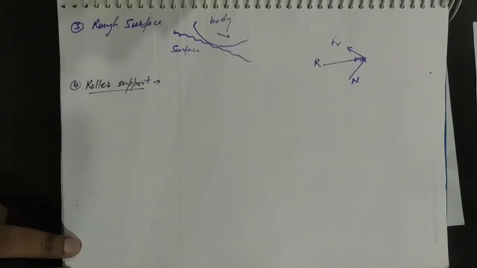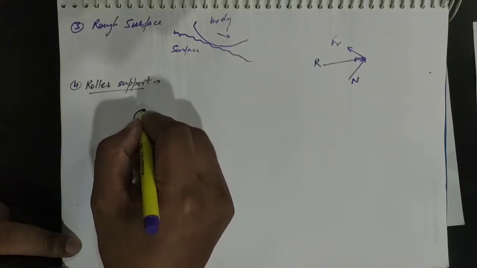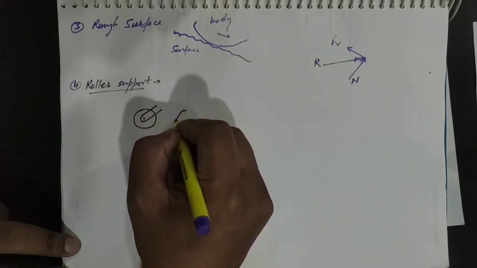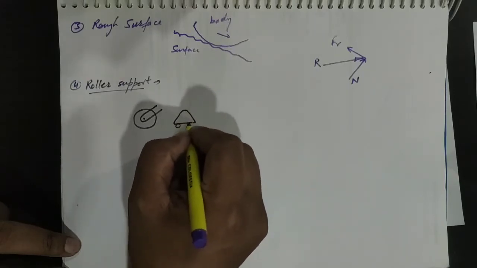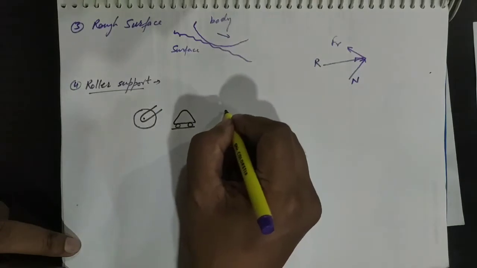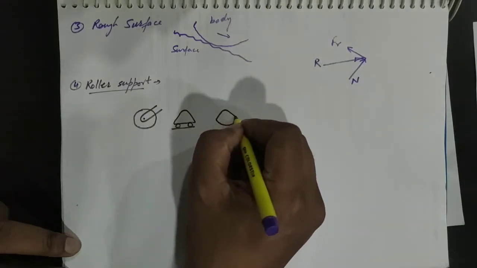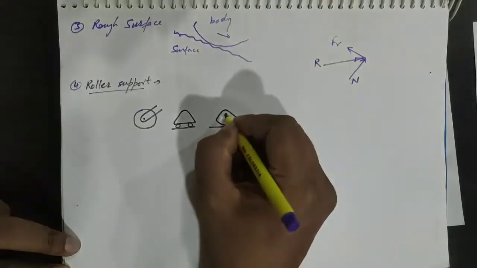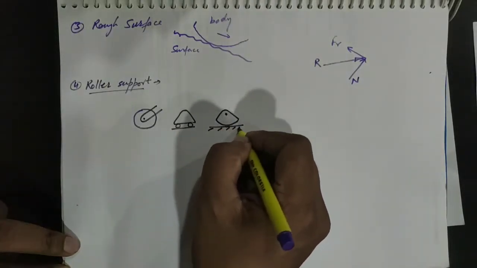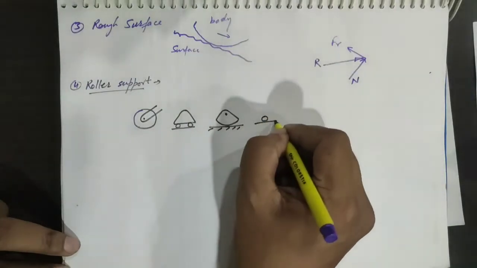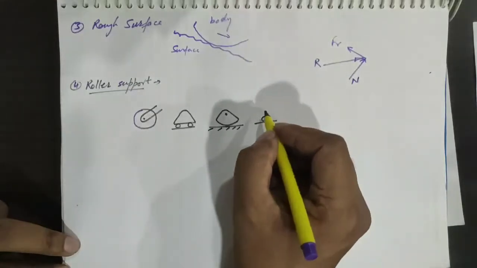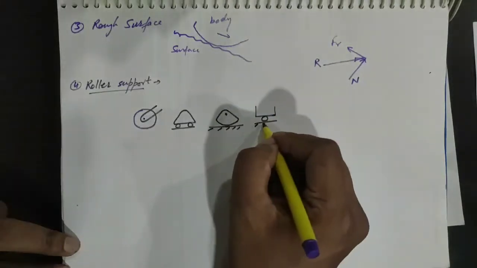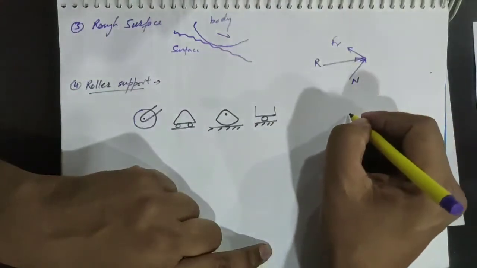If a roller support is there, the support may be like this, support may be like this, support may be like this. So there will be only a normal reaction at that point.